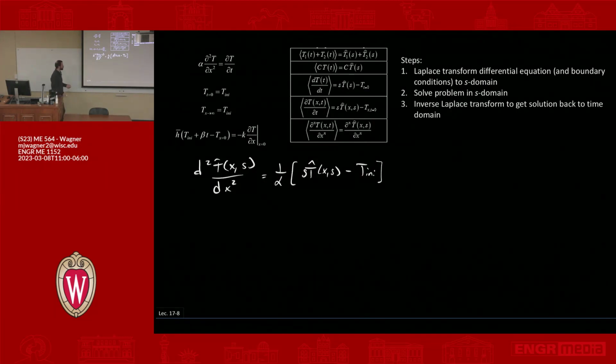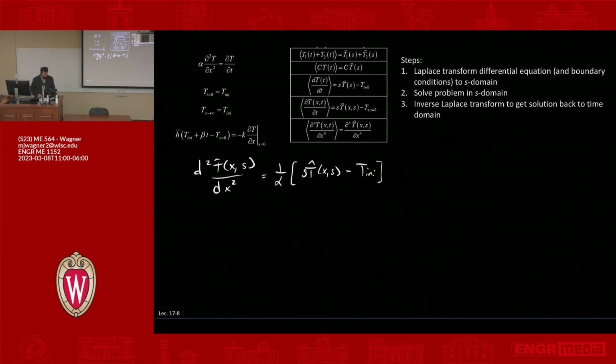solve this. So I look at this and I see, okay, I have a second order derivative, I have a temperature that could come over here, and then I have some stuff left over on the right-hand side. This is just a non-homogeneous ODE, and we can solve that using the same methods we've used for the other non-homogeneous ODEs.